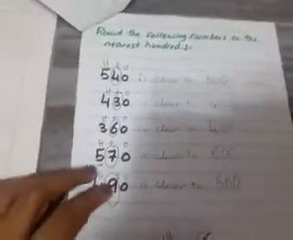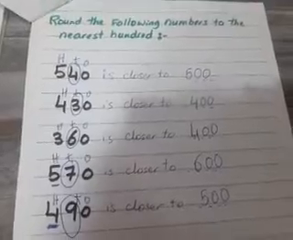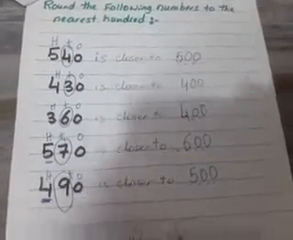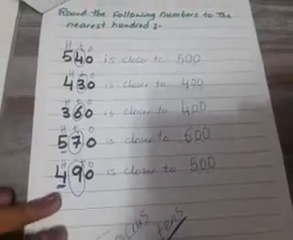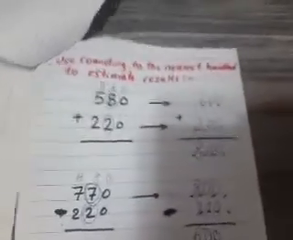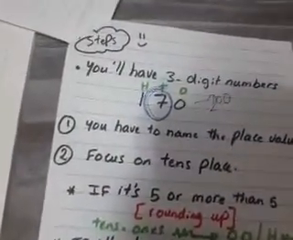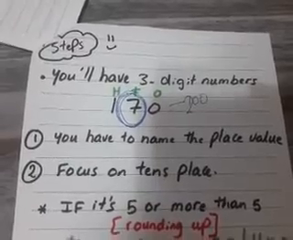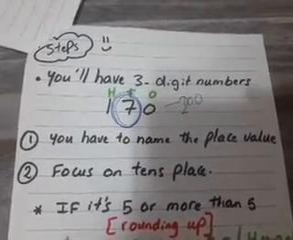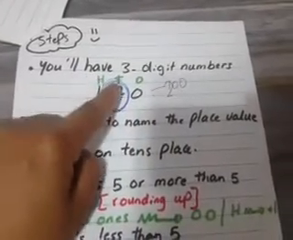Okay, here I have some problems. Round the following numbers to the nearest hundred. I have to round these numbers to the nearest hundred, but let me explain again my main steps to recognize this lesson. Okay, these are my main steps. The first step is to name or identify the place value of each number. 170, you will write 1 hundred, 7 tens, 0 ones.